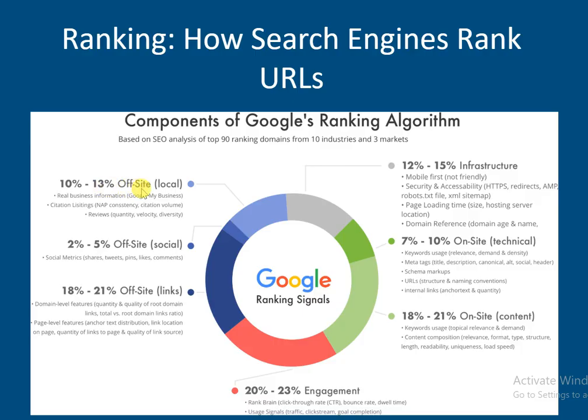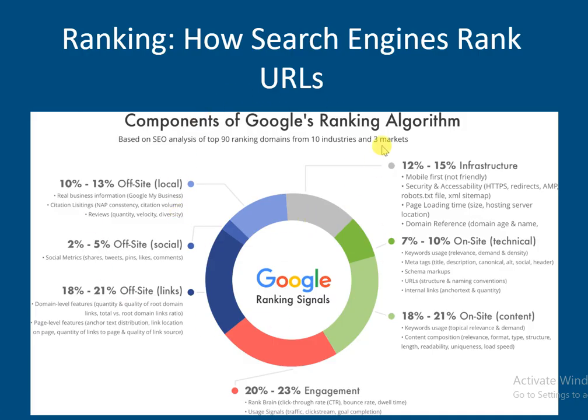And 10 to 13% depends on offsite factors, like real business information such as your Google My Business page, and if it is a product, whether there are any reviews, or if it is a local business, whether you have reviews. And 2 to 5% depends on social metrics, meaning how active you are on social media channels: shares, tweets, pins, likes, comments. And 18 to 21% is links, backlinks: which kind of links you are getting and where you are getting them from. All these are important.